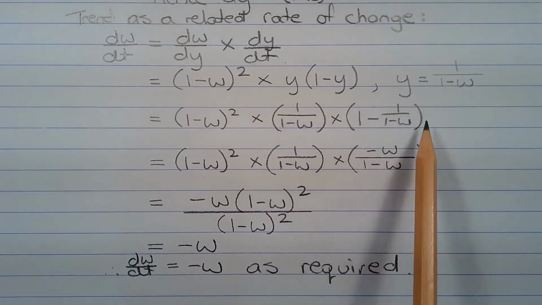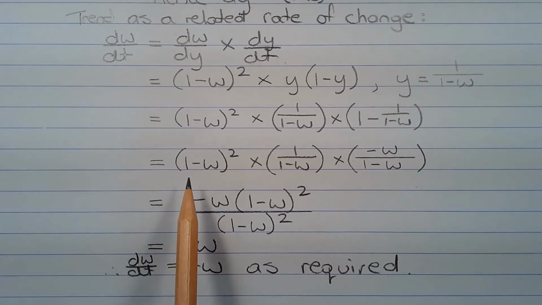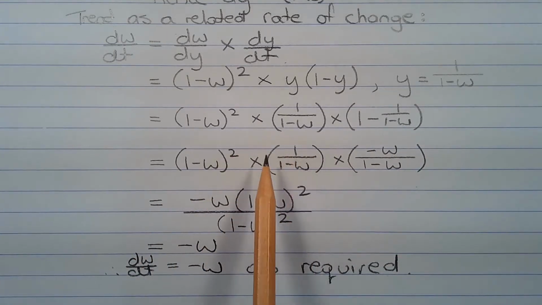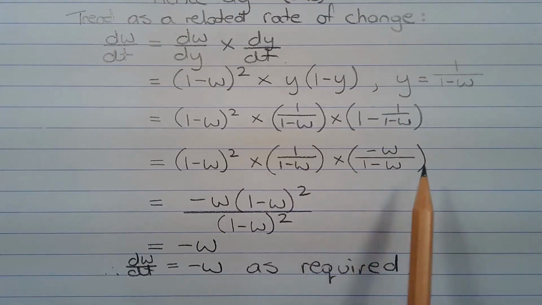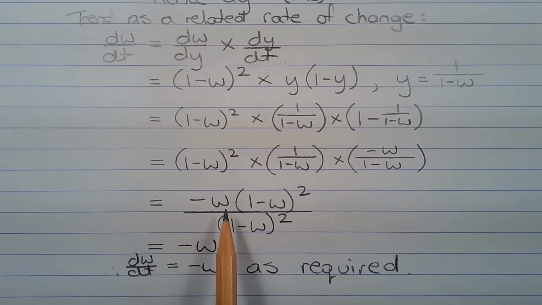Combining these two terms together, that equals (1 - w)^2 times 1/(1 - w) times -w/(1 - w). Multiplying all three terms together, that equals -w(1 - w)^2 over (1 - w)^2. So this term will cancel with this term, so we get -w. Therefore, dw/dt is equal to -w as required.